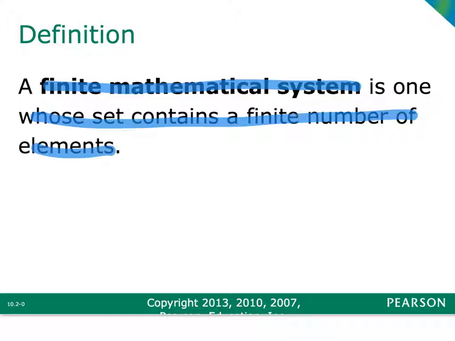Remember we defined a mathematical system as a set with a binary operation. So we're talking about a finite mathematical system. The set has a finite number of elements. It's not going to keep going forever and ever, right?